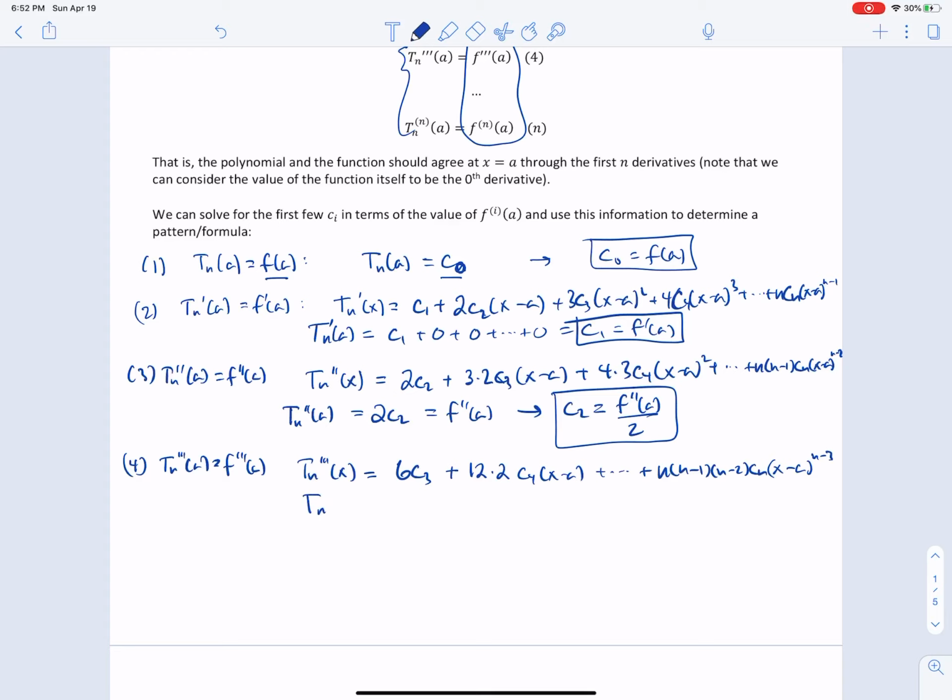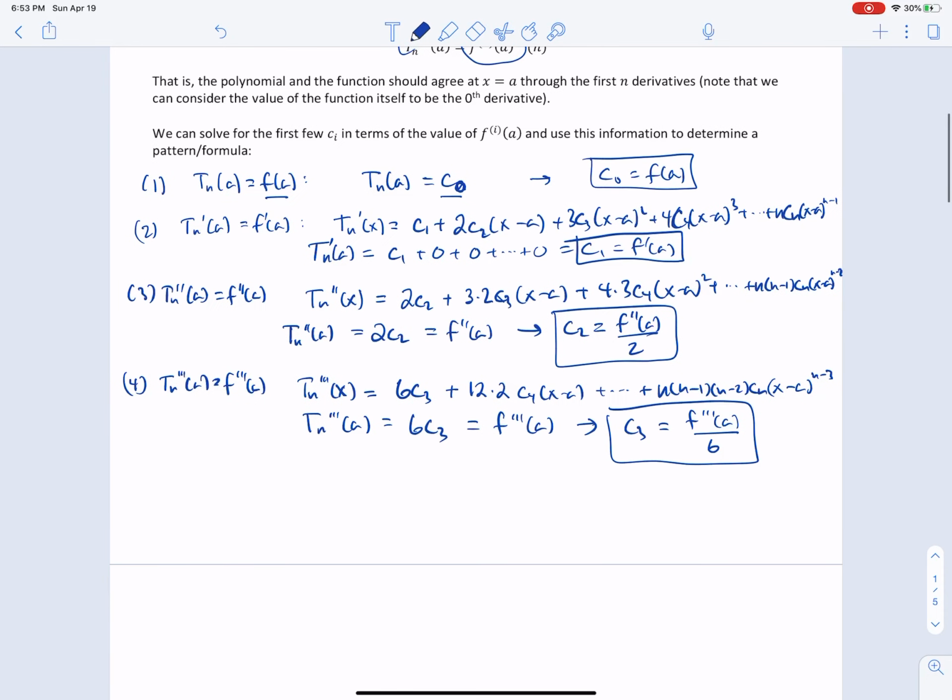And so Tn triple prime of A is going to be 6C3. But on the other hand, we want it to be F triple prime of A. And so that tells me that C3 is going to be F triple prime of A divided by 6. And we can do one more. Maybe we'll begin to see a pattern.